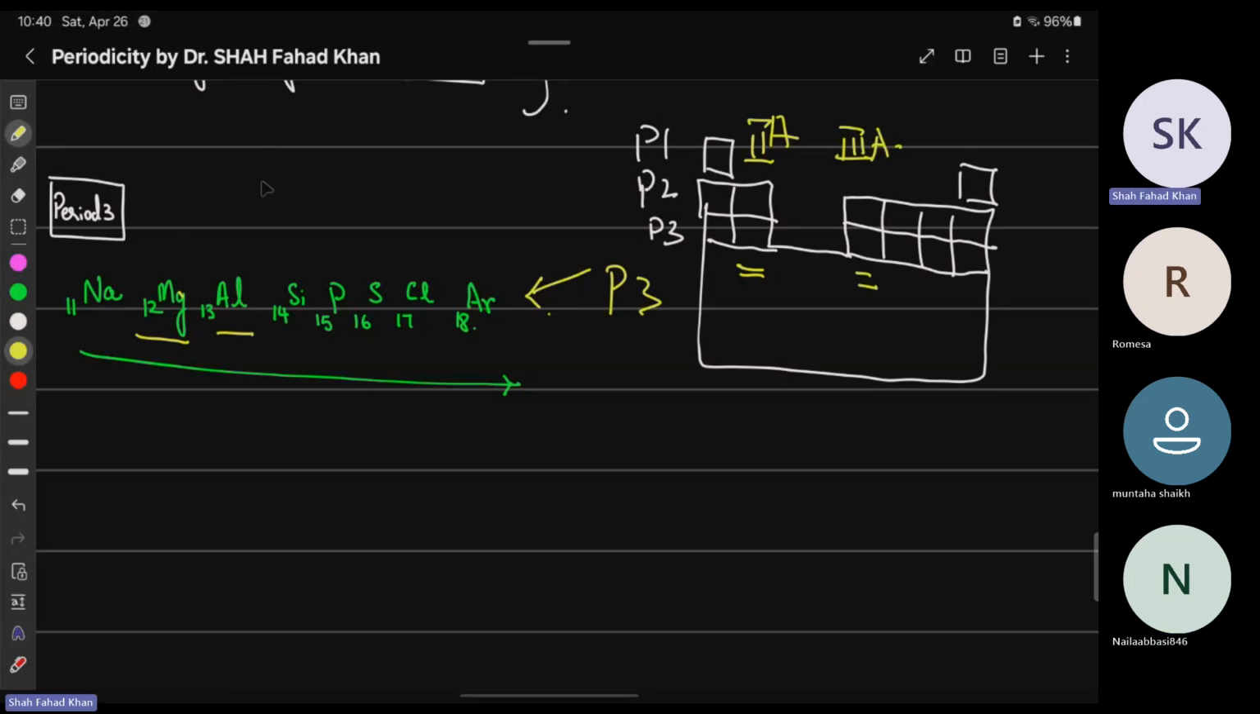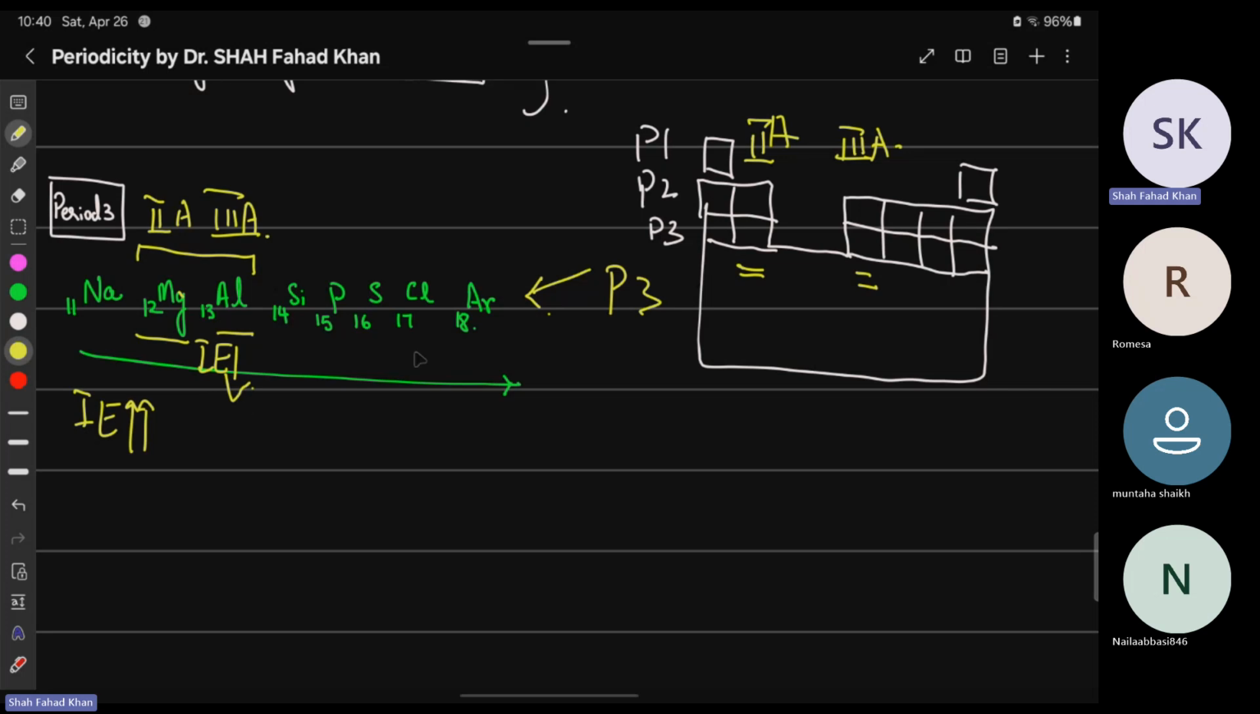Okay. Now, this is from magnesium to aluminum. Yes, correct. Good job, Naila. So this is group 2A, group 3A, and you can remember it this way. These two are the exceptions to the rule: in general, ionization energy should increase, but from magnesium to aluminum, it decreases. It's an exception to the rule.